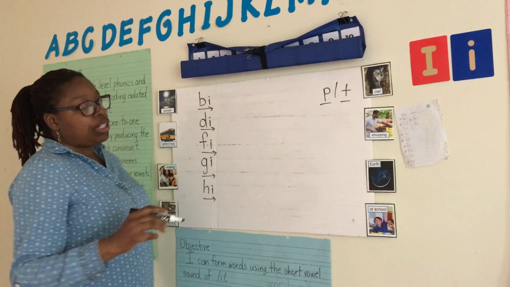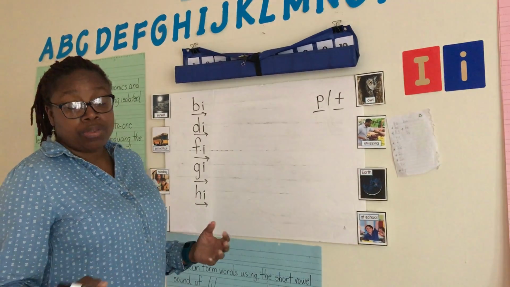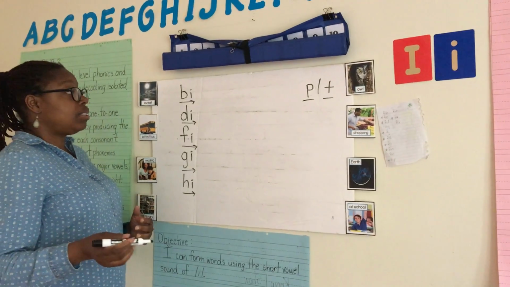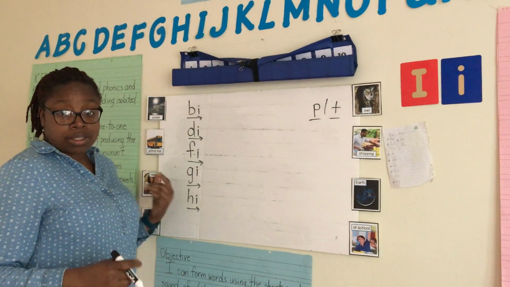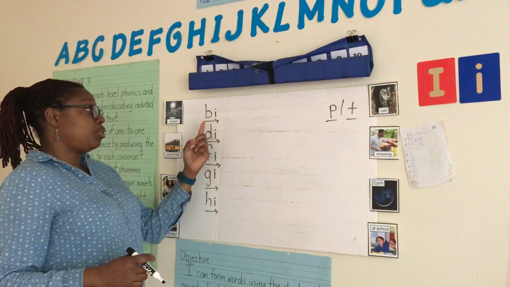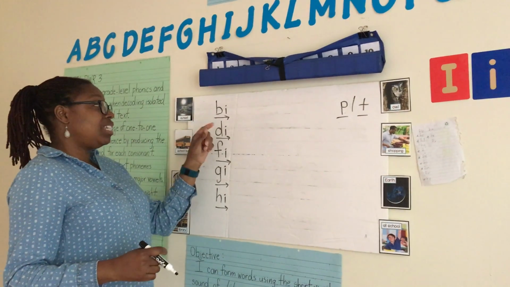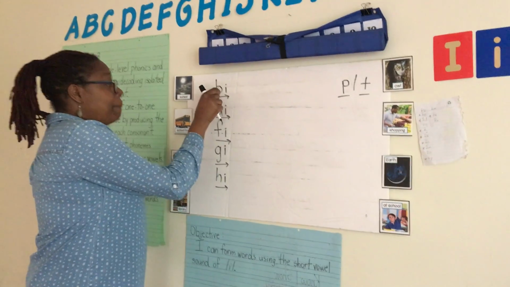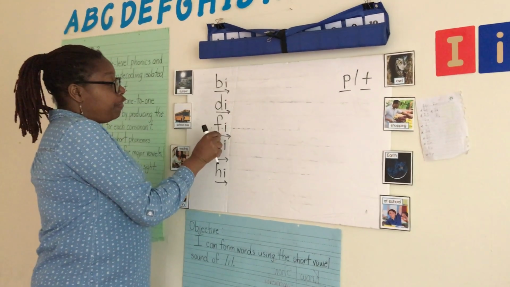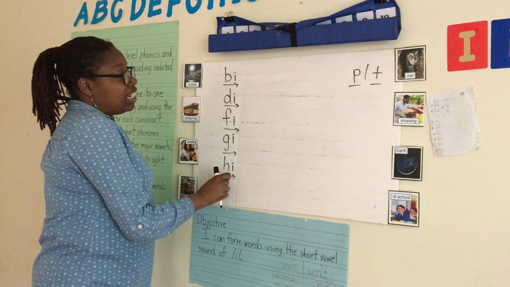All right, friends, we just finished the I do. Now we're going to move into the we do. So we're going to do this together. First, we did G as the ending sound. We remember we have our short I, which is our medial sound, and we put them together to form the slides B, D, F, G, and H.